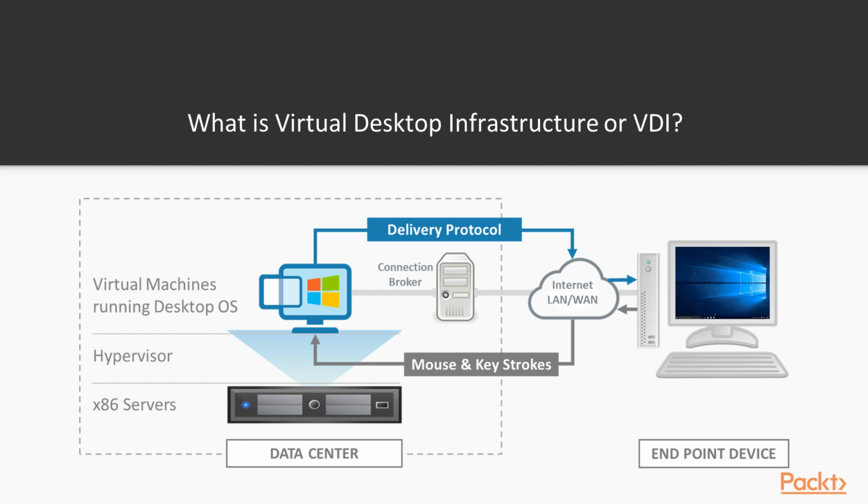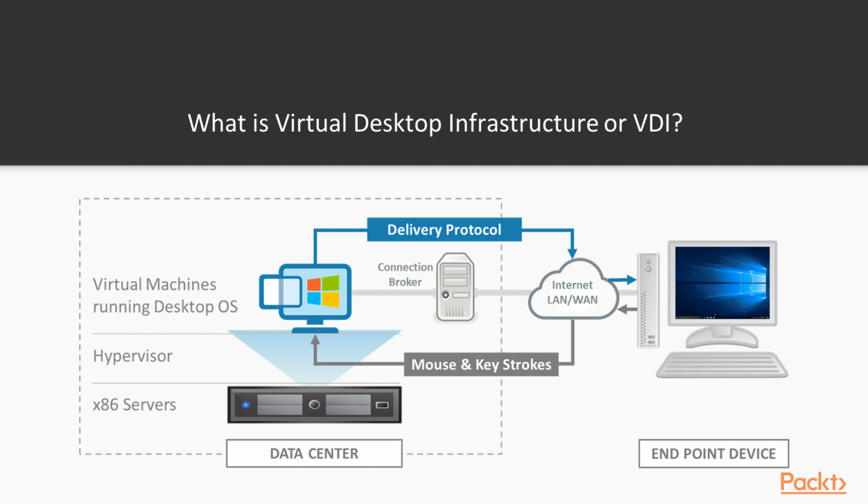A user connects remotely from their endpoint device, which could be a PC, thin client, or a mobile device, to a thing called a connection broker. This connection broker manages the available resources and connects the user to an appropriate virtual desktop. In the first VDI solutions that came to market, there was no concept of a connection broker, and users would just connect directly to a virtual desktop machine.